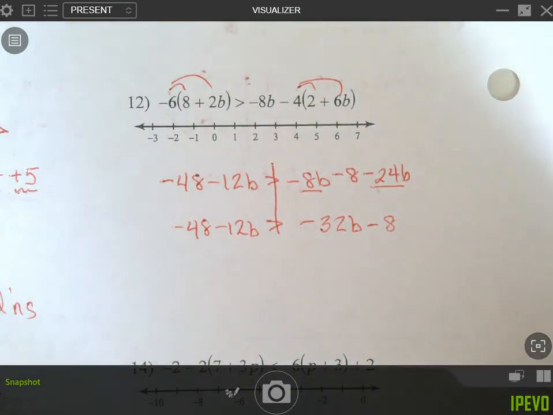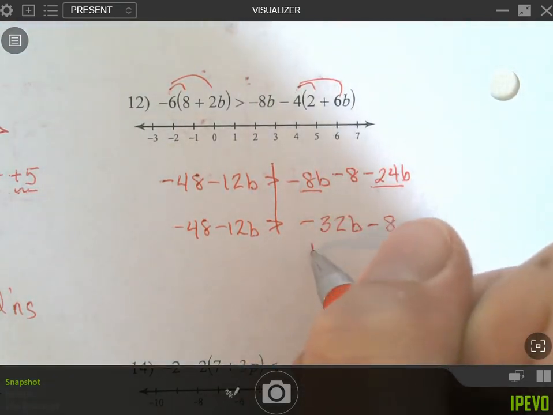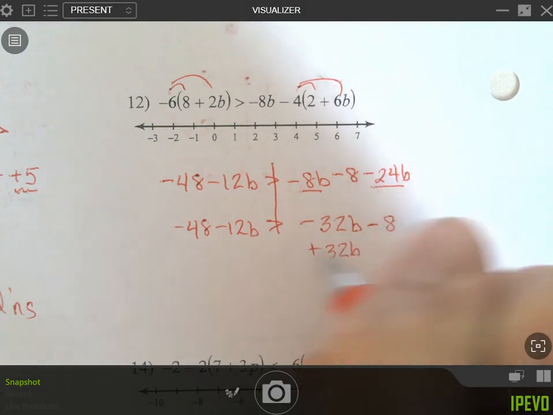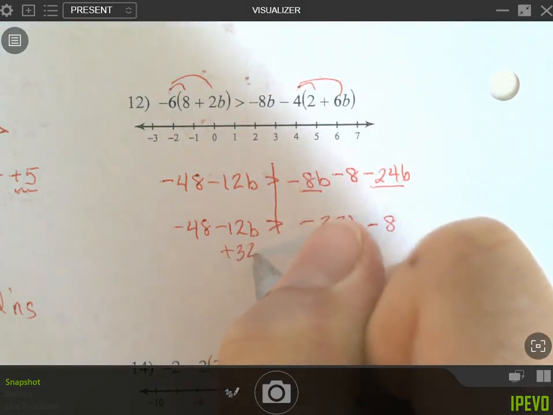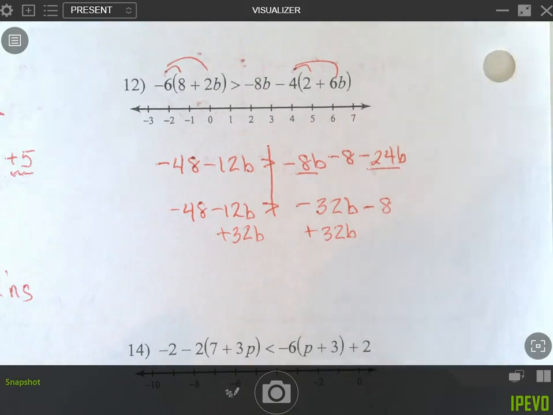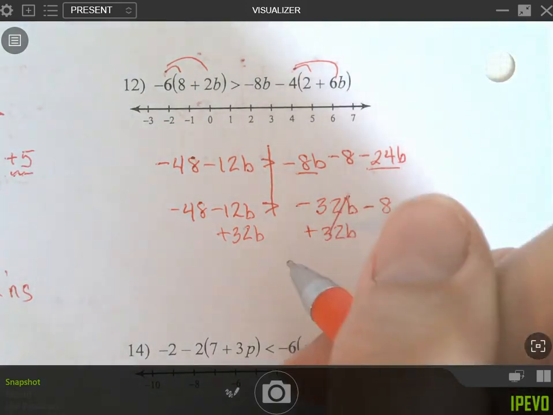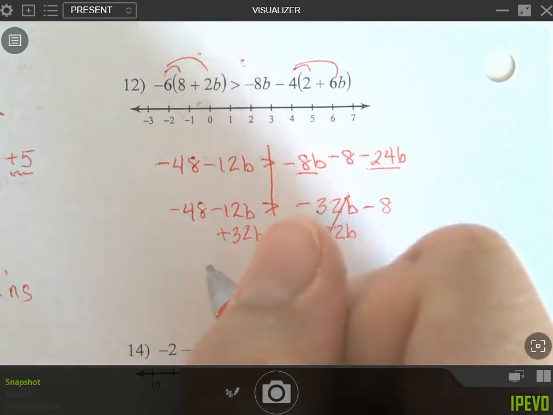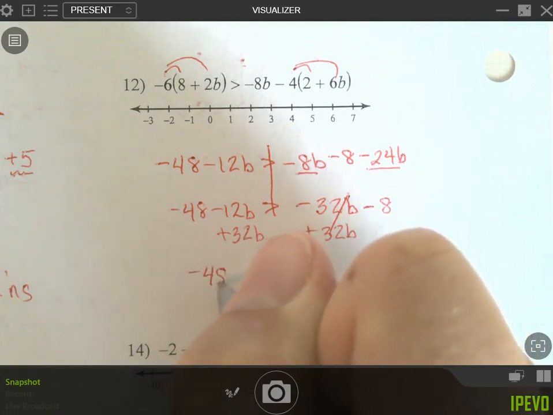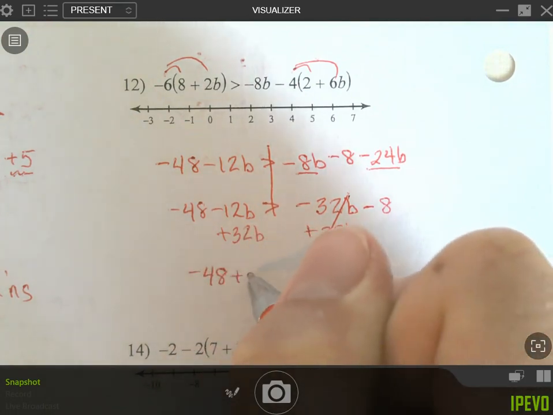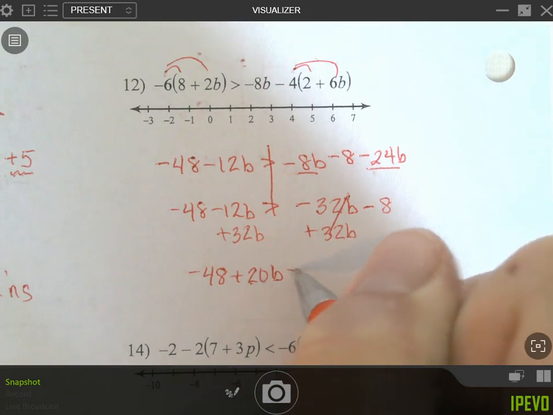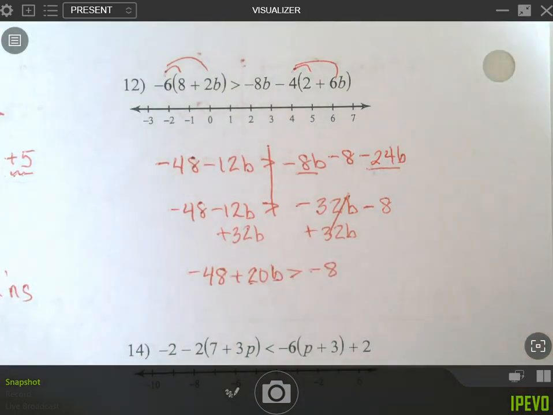And then it's your choice. I think I'm going to move the b over. I like to move the variable first by adding it. That was another mistake. We had someone that forgot to change the sign. It happens. That's gone. Make sure it really does cancel. And I get negative 48 plus what? 20b is greater than negative 8.